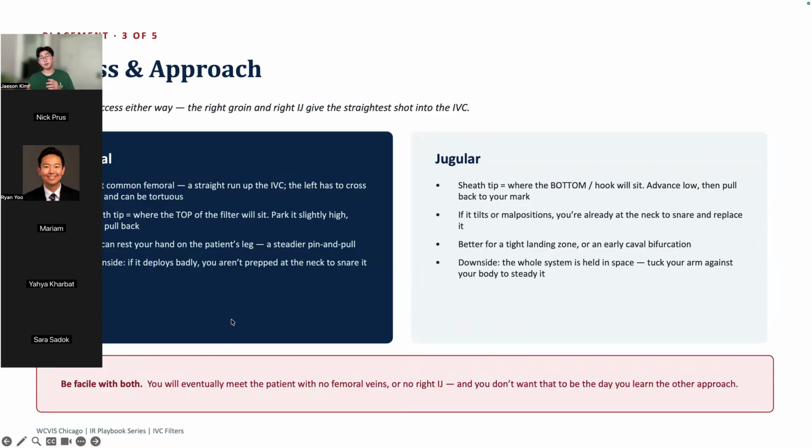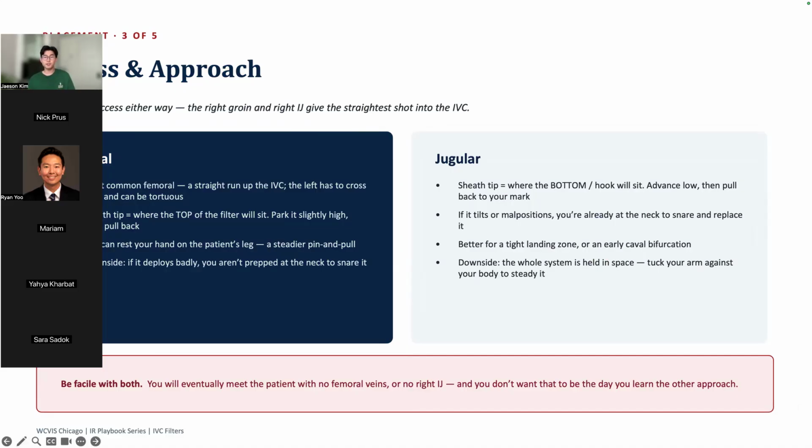The vena cava sits on the right side of the body, so coming up from the right groin is a straight shot up, whereas coming from the left means you have to curve across, which is a little harder. If you go from the groin, the tip of your sheath is where the top of the filter will end, so you position it a little higher and then pull back into its place.